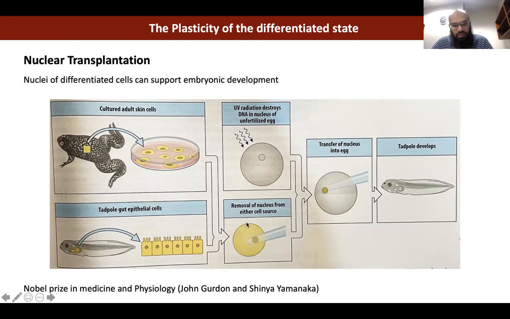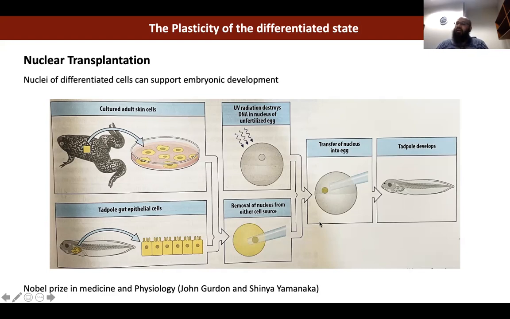So you introduce the nucleus, the genetic material, from an epithelial or skin cell, which are two completely different cell types, into this enucleated oocyte. The result was that they observed the tadpole develops from this oocyte, although it did not have its own nucleus. It had received the nucleus, or genetic material, from somatic cells.